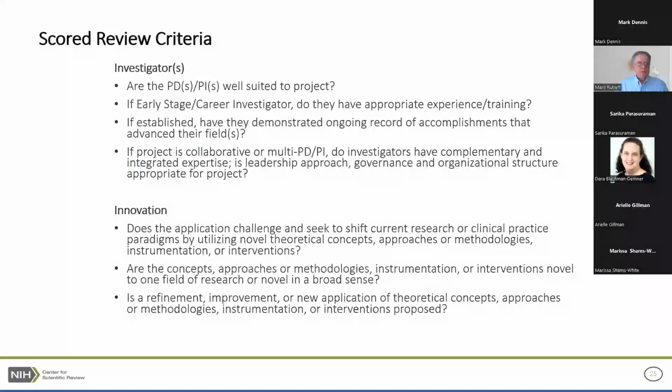As usual, we will look at investigators. Is the team, particularly the PI and other members of the team, well suited to the performance of the proposed project? And we will move on to innovation. Not all projects will be innovative, but those that are, do they challenge existing research or practice in some important way? Next slide, please.